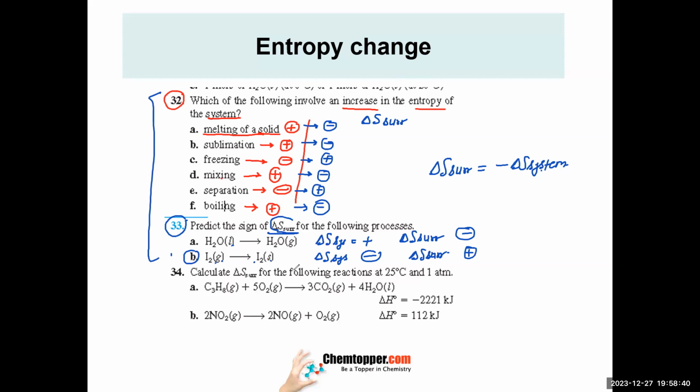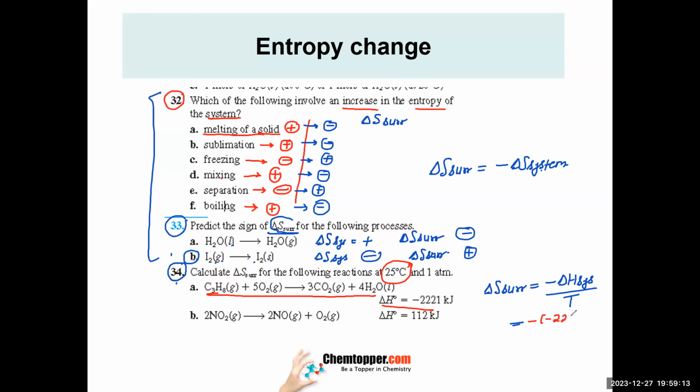Okay, great. Now let's do this question. I gave you the equation of delta S surroundings. That will be given to you in the exam also. It is minus delta H system over temperature. So delta H of the system is given. This reaction is the system. Temperature is given. So you can plug in the values.